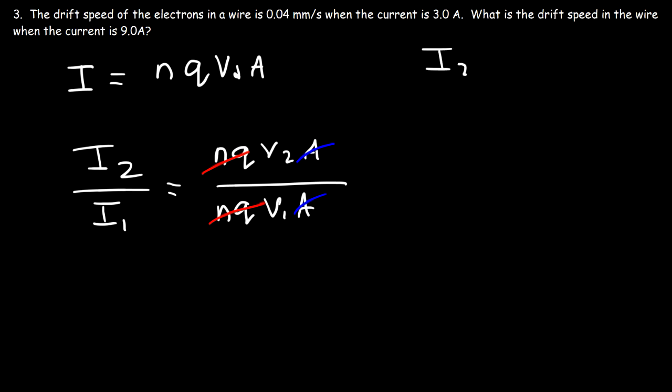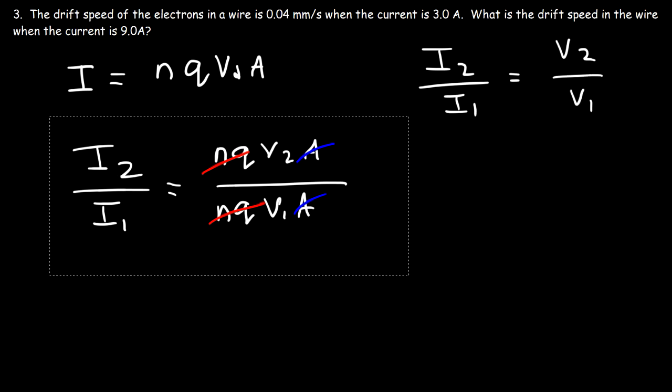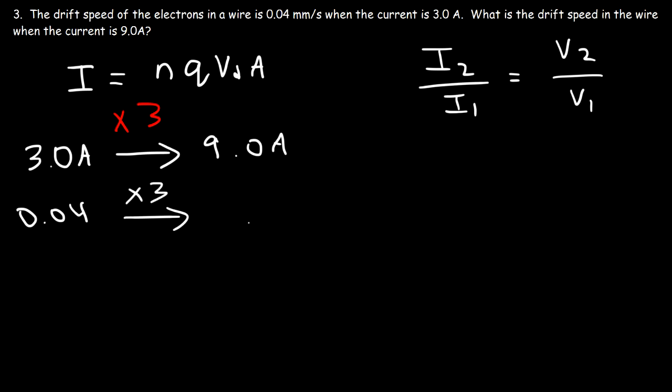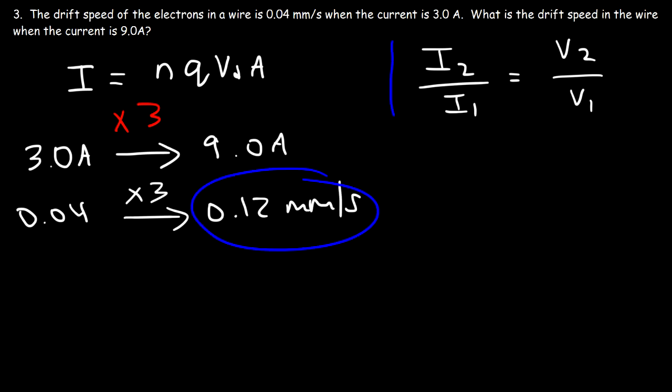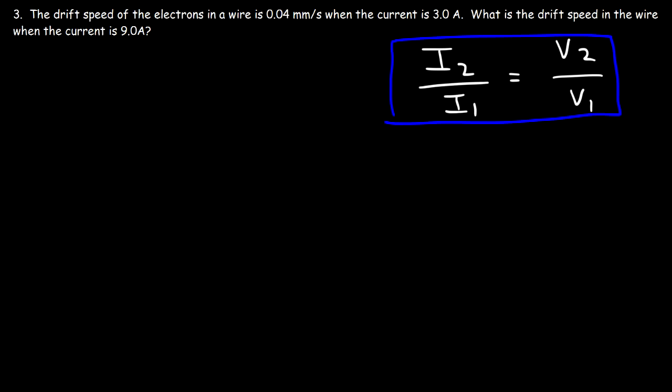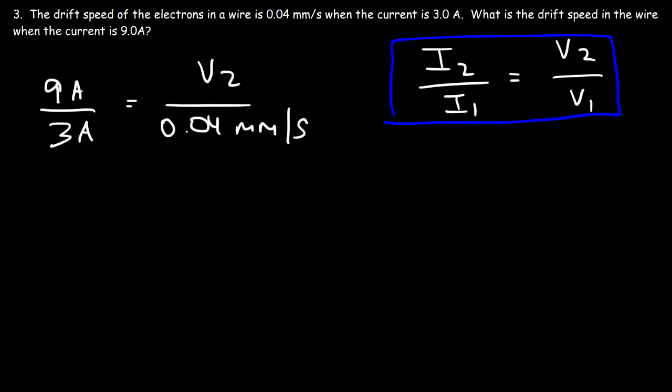So N and Q are constant in this example, and the area is constant. So notice that the ratio of the two currents is equal to the ratio of the drift speeds. Therefore, if we increase the current from 3 amps to 9 amps, by a factor of 3, the drift speed should increase by a factor of 3. So it should be 0.04 times 3, which is 0.12 millimeters per second. But now let's confirm this answer with this formula. So the second current is 9 amps. The first current is 3 amps. The first drift speed is 0.04 millimeters per second. And let's calculate the second drift speed at a current of 9 amps.